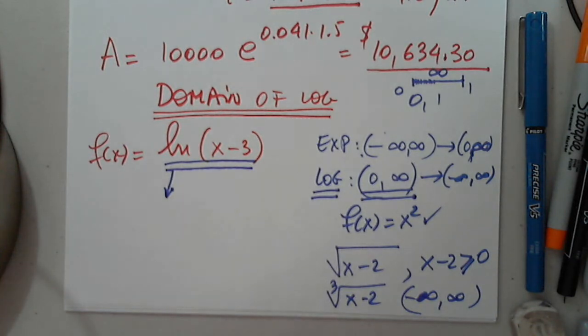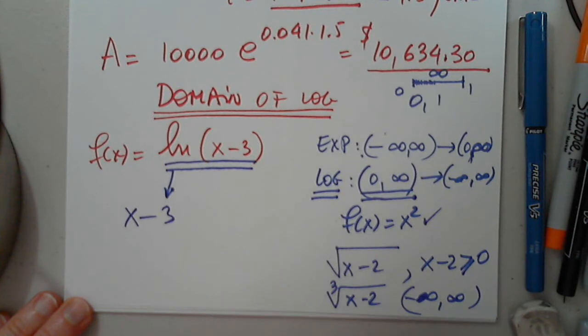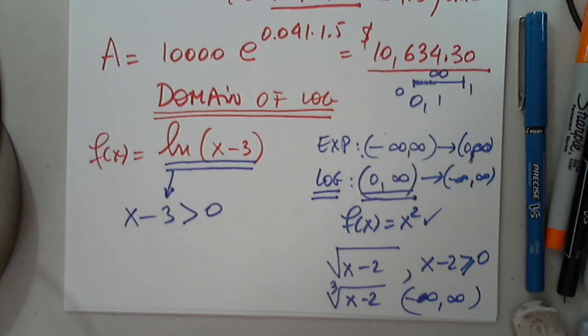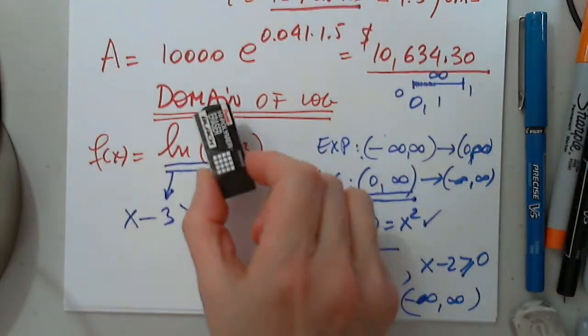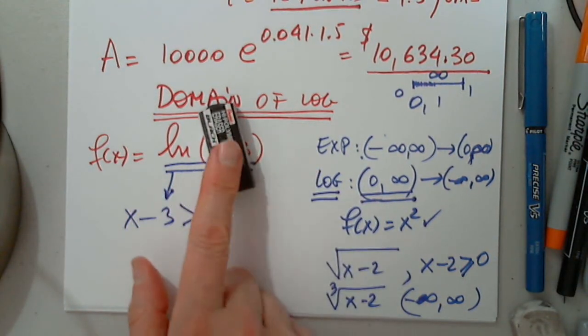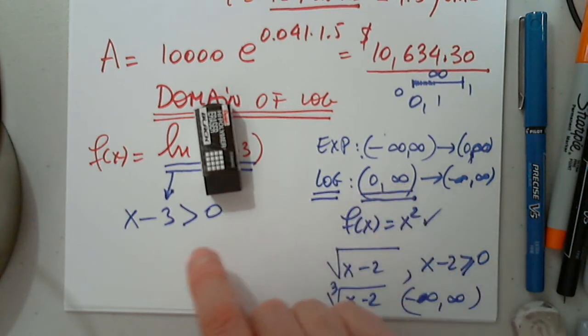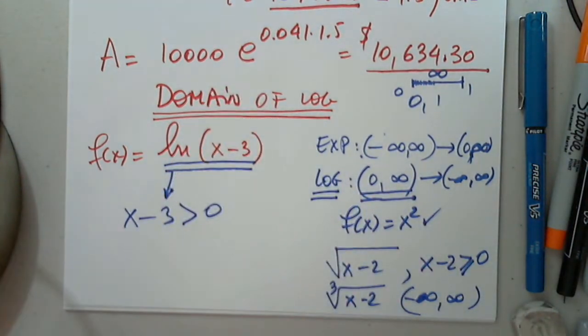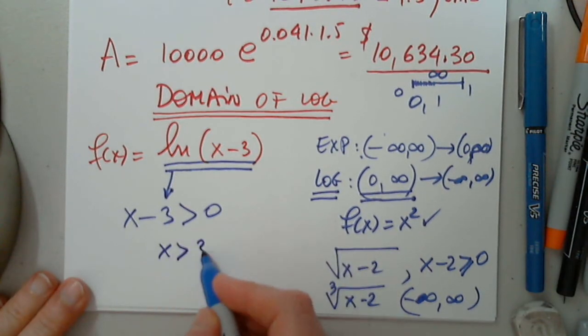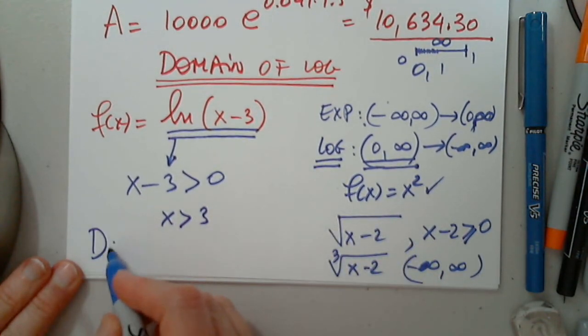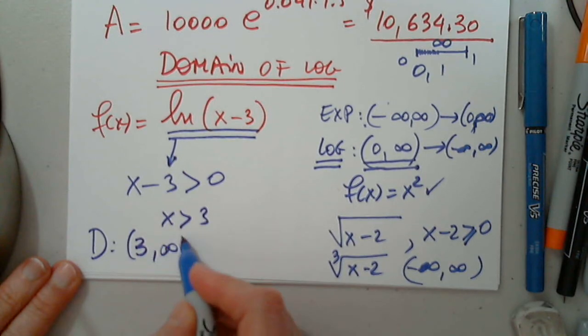X minus 3 will be more than 0. Excellent. That's the answer. Thank you. Exactly. I have to solve this based on the fact that whatever I apply natural log to, this quantity has to be between 0 and infinity. So that's how we write it. Exactly. So then x is greater than 3. So the domain of this function is 3 to infinity.